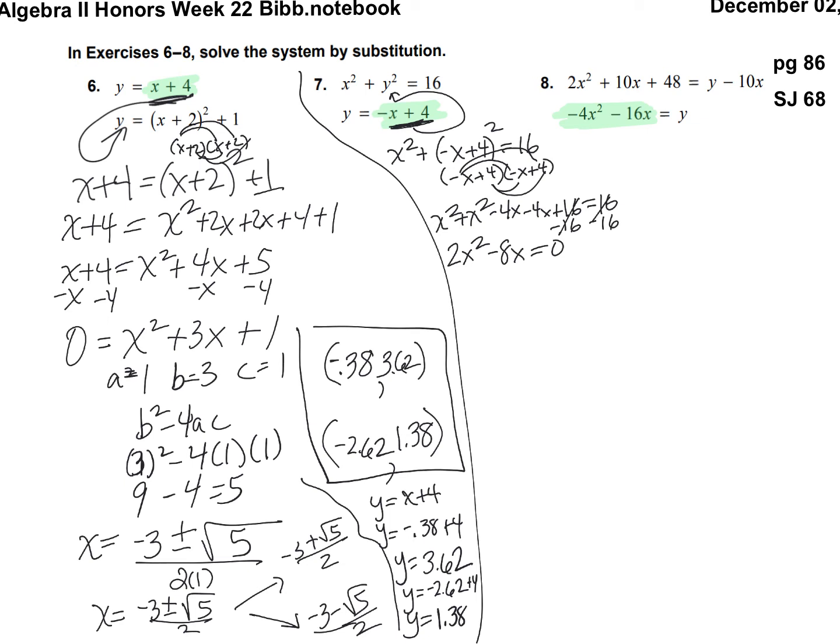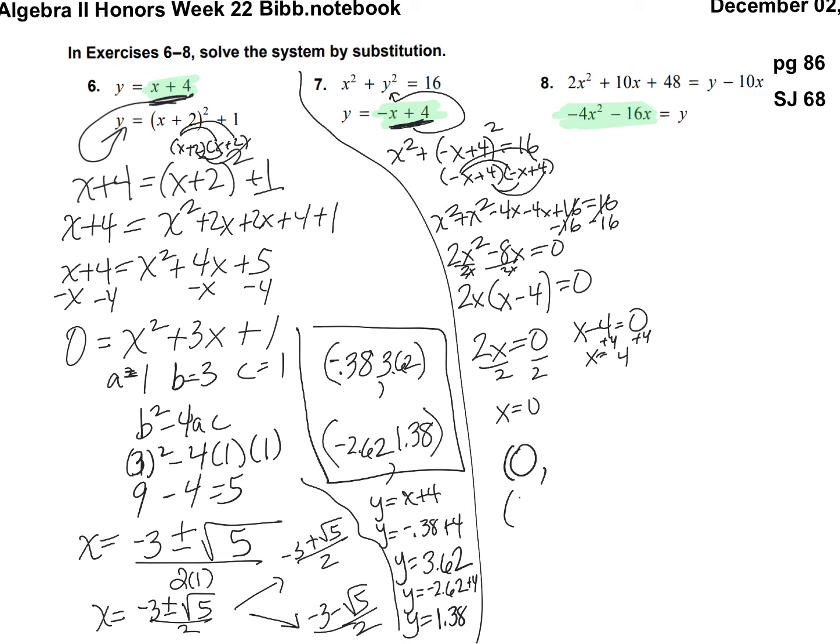I'm going to factor this one. Because I have a common factor, I'm going to go ahead and put 2x on the outside, divide each of these by 2x, and I'll have x minus 4 on the inside. Then I'm going to do the zero product property. 2x equals 0, x minus 4 equals 0. Divide by 2, x is 0. Add 4 to both sides, x equals positive 4. So my two x solutions are 0 and 4.